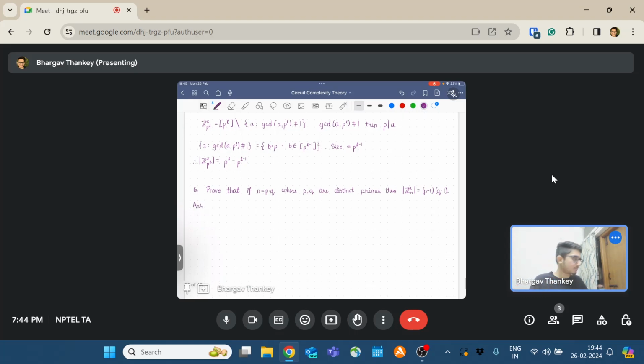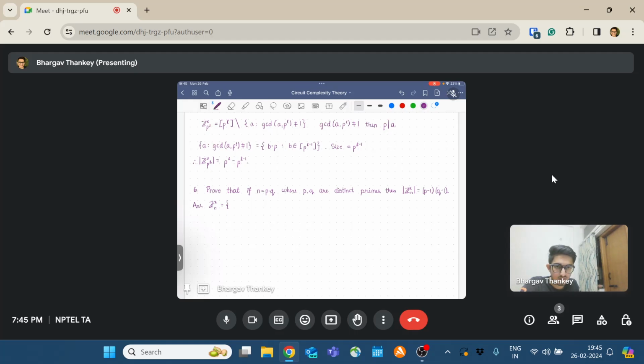Okay, so in the previous question we looked at Z cross p to the l. Now we are looking at Z cross n, right? We want to show that the size is p minus 1 times q minus 1. So first of all, what is the group Z cross n? Like what elements does it contain? Maybe 1 to n.